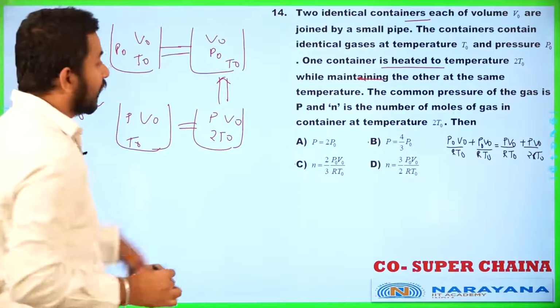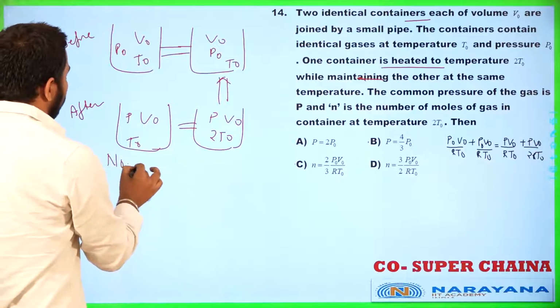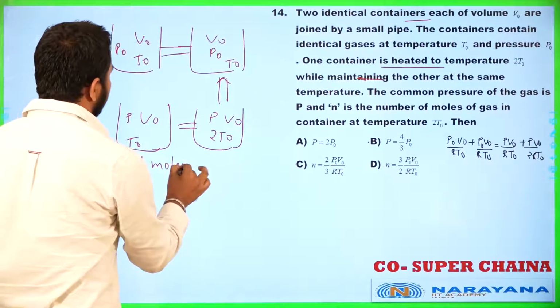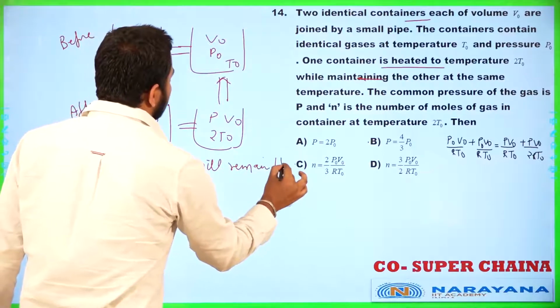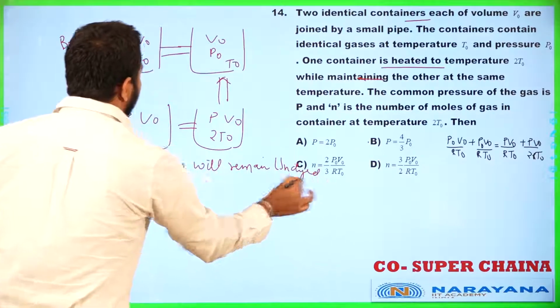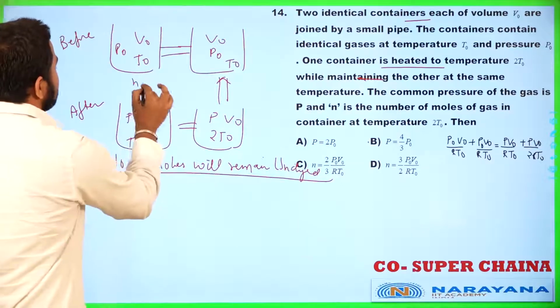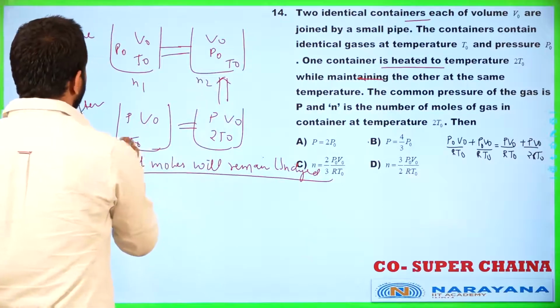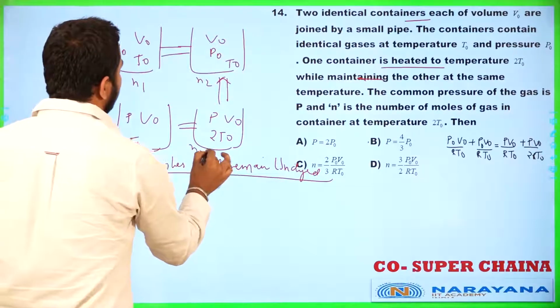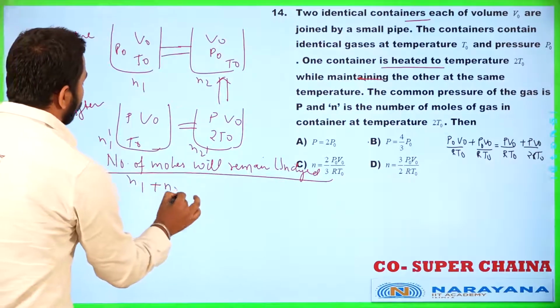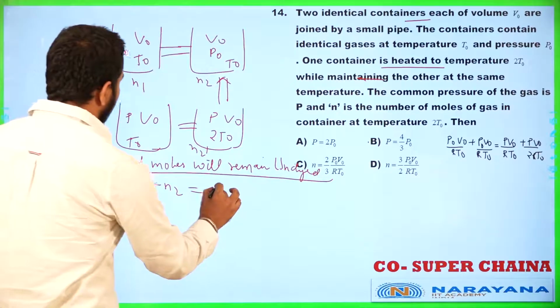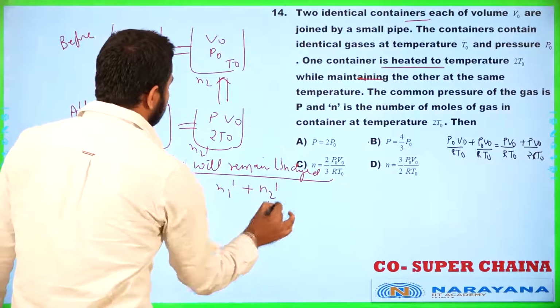One thing we know is that the number of moles will remain unchanged. Initially, if this has N1 and this has N2, and after heating this has N1 dash and this has N2 dash, then N1 plus N2 will be equal to N1 dash plus N2 dash.